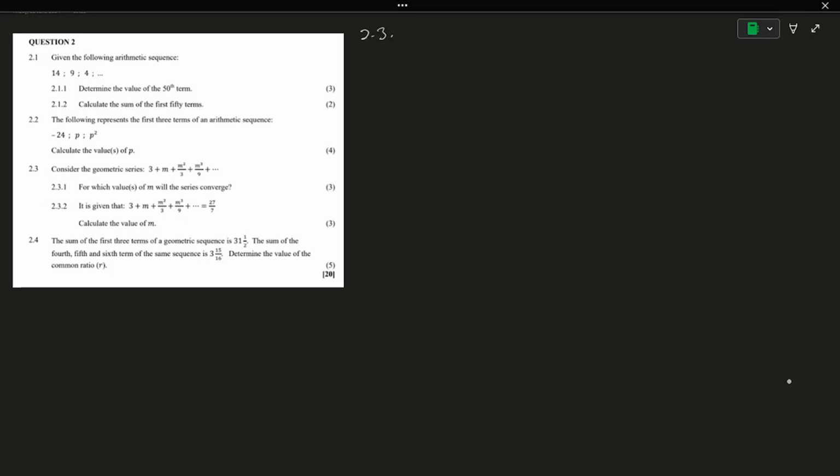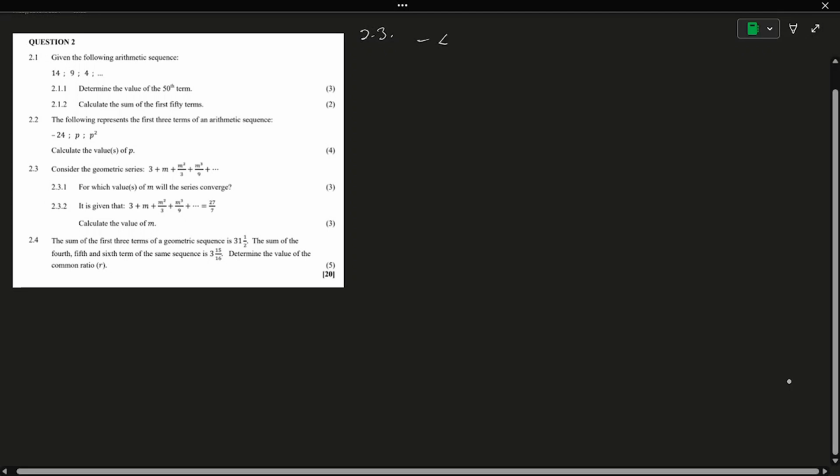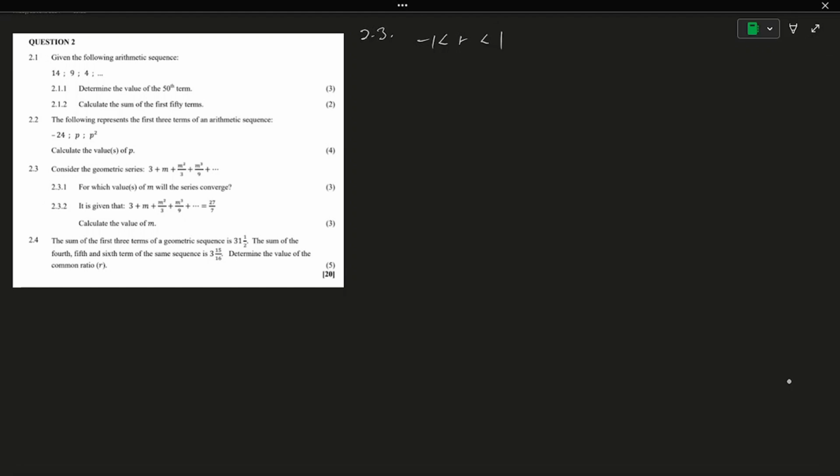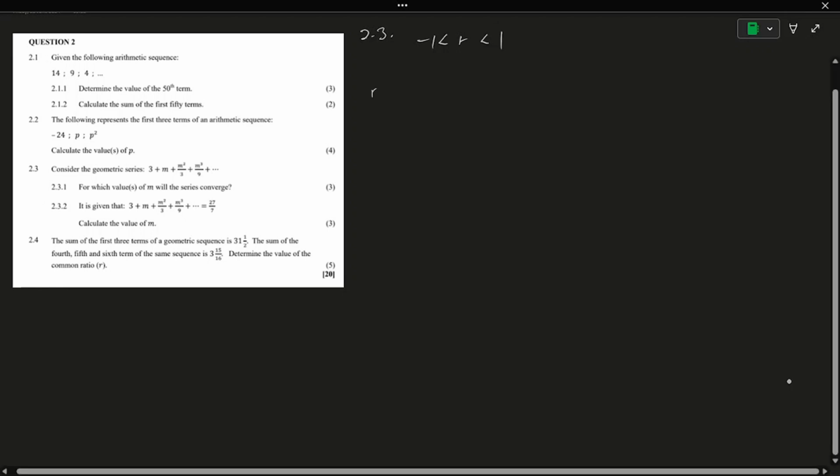Right, 2.3 says consider the geometric series 3 plus m plus and so on. And then they say 2.3.1, for which values of m will the series converge? It is important to note that a series only converges when our r is between -1 and 1 exclusively. It does not equal 1, but it should be strictly between -1 and 1. What is our r? In this case, our r is our common ratio. So how do we get the common ratio in a geometric series? We get r by taking the second term and dividing it by the first term. And our second term here is m divided by the first term, which is 3.